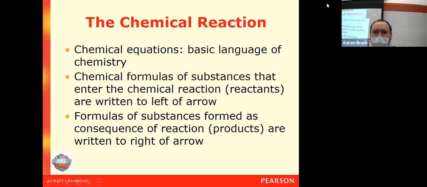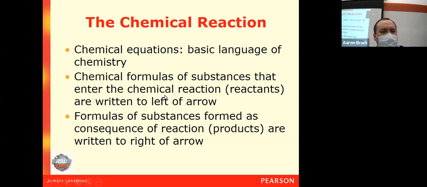The basic concept of chemistry surrounds the chemical reaction. The chemical reaction is given to us and shown through a chemical equation. Chemical equations are essentially the basic language of chemistry. They tell us what happened, what we started with, and what we're ending with. And they are constructed in this way.